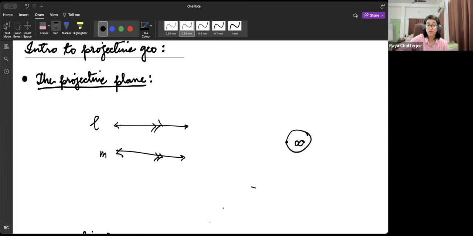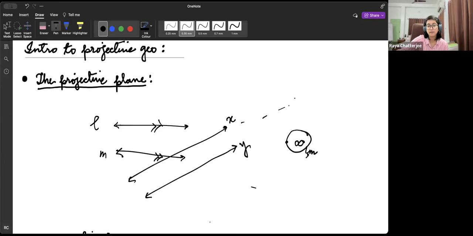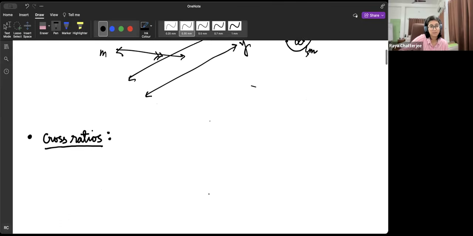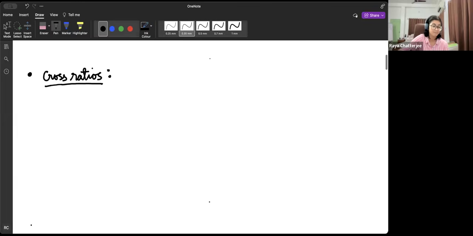There is also a notion of direction in here, because if you have two parallel lines L and M going in this direction, and you have another two parallel lines, say X and Y, going in a different direction, then the infinity that they're going to meet at is going to be different from this infinity. For notation purposes, we can call this infinity LM and we can call this infinity XY, but these are going to be different because the orientation is different. I hope that makes sense. And that is the only thing you need to know at the fundamental level about the projective plane.